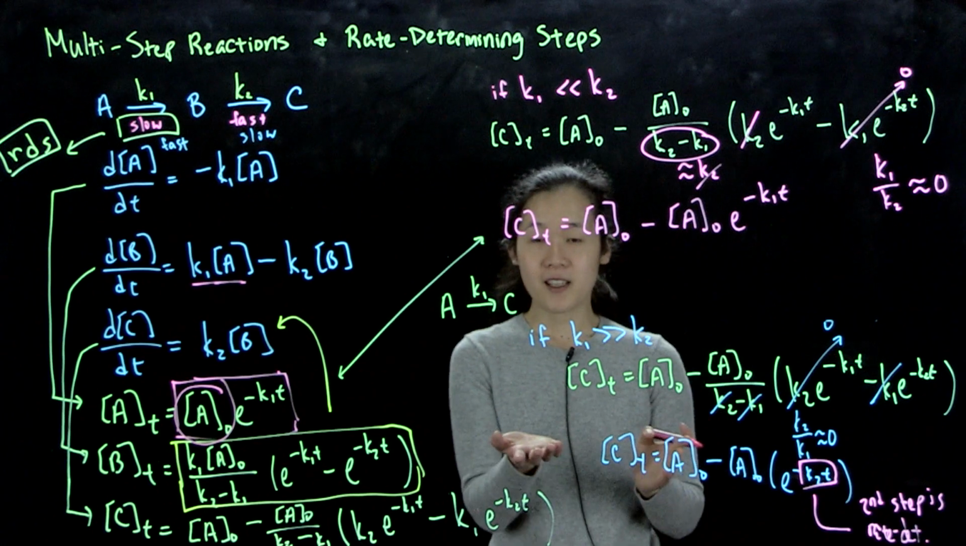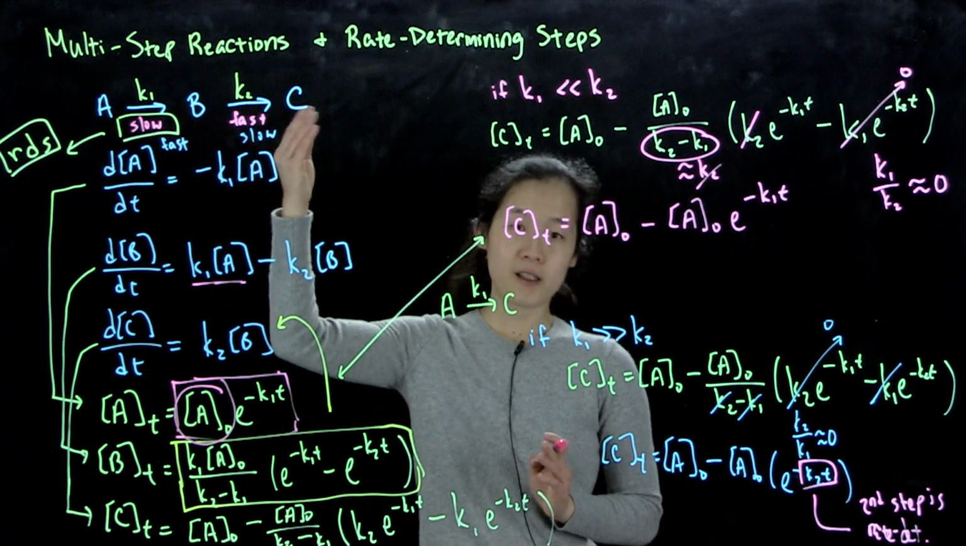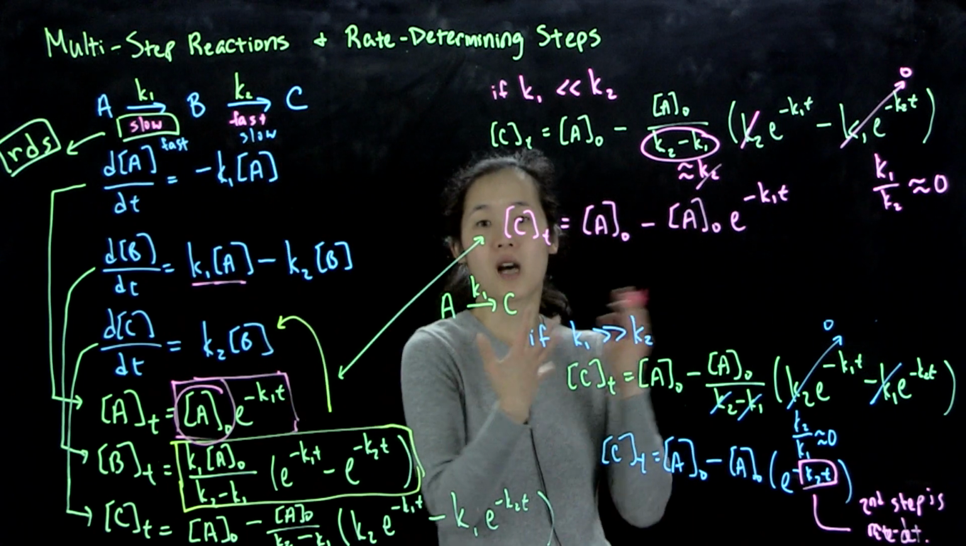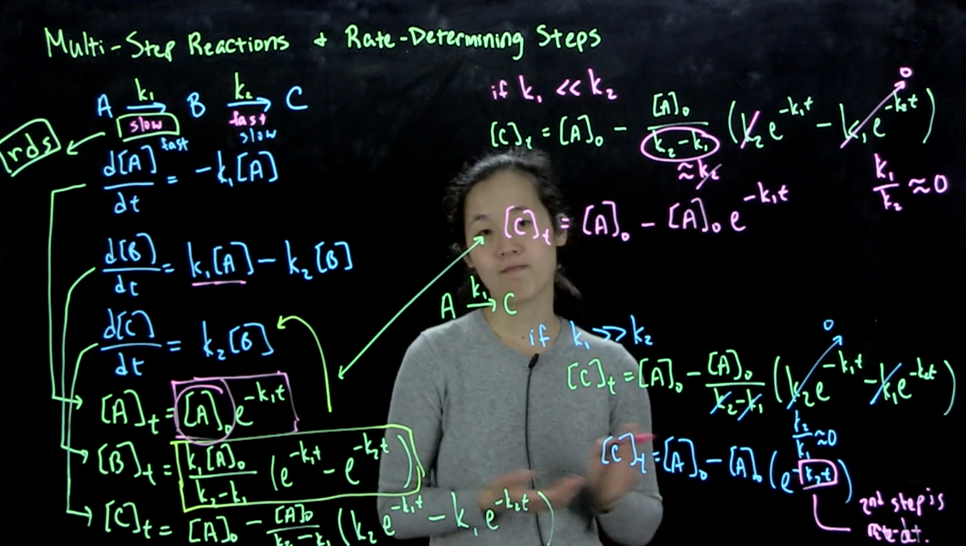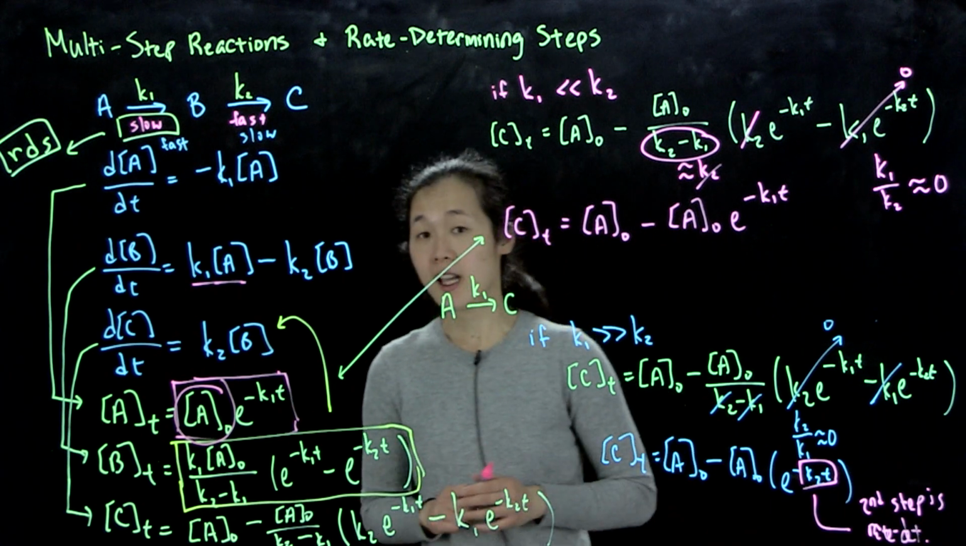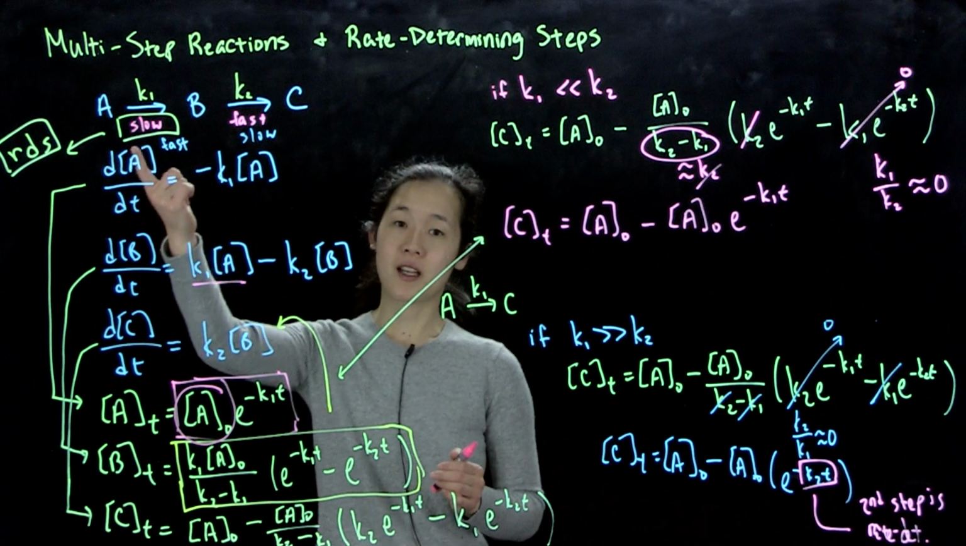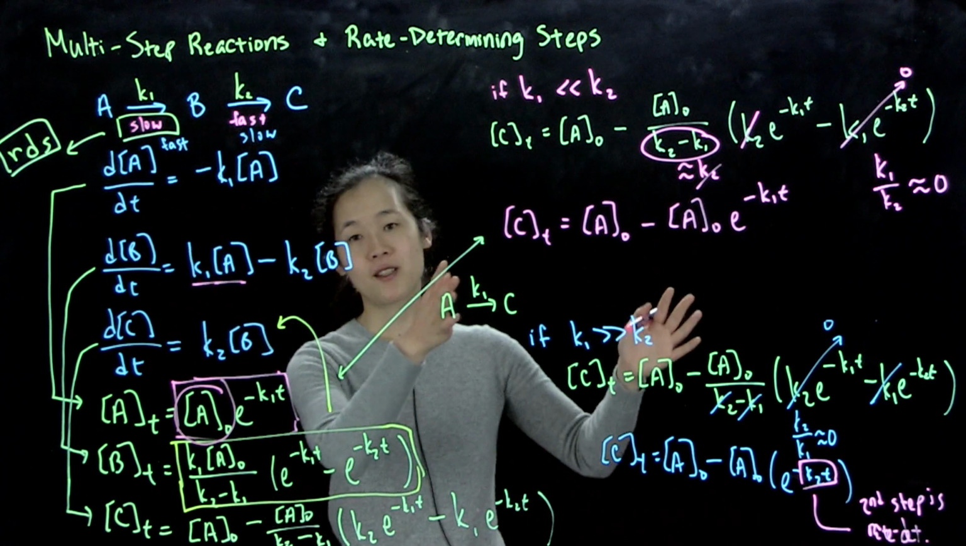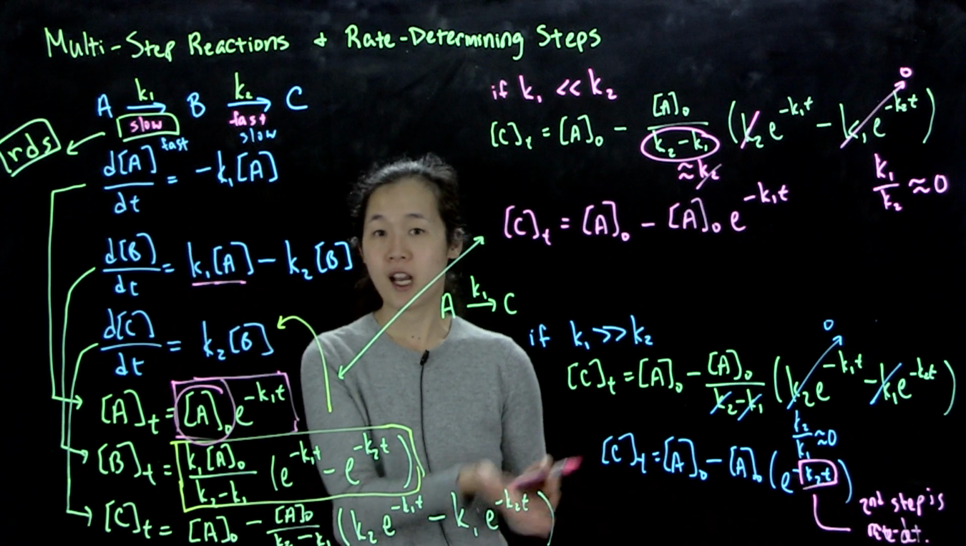So, again, having a very, very slow step will dominate our overall kinetics. That's the real takeaway. It gets a little bit more complicated as our reaction mechanisms get more complicated, but this illustrates what we mean by rate determining.